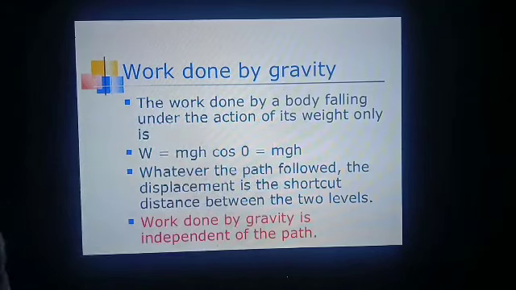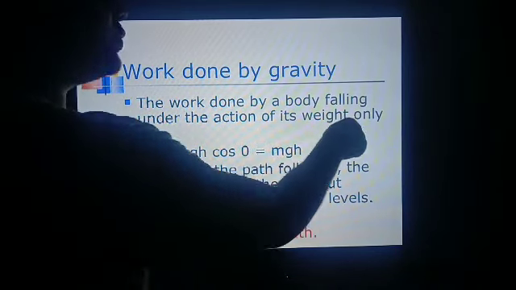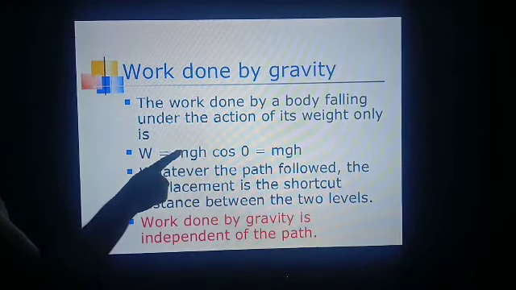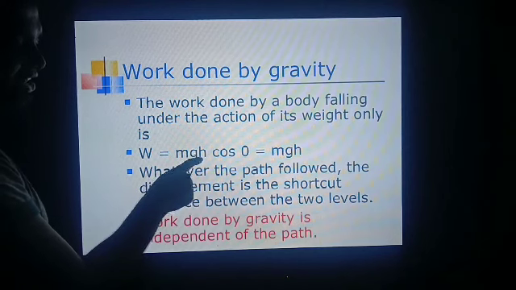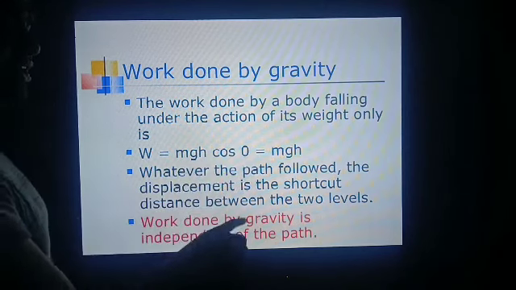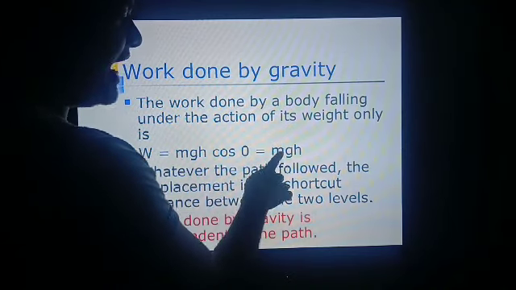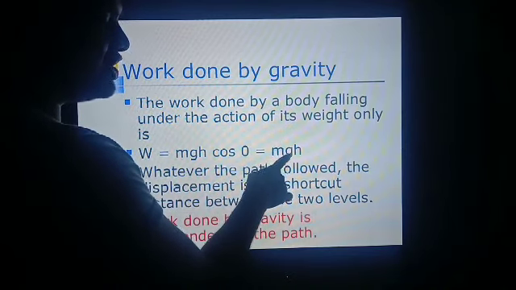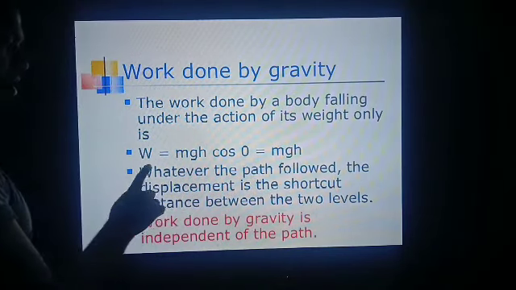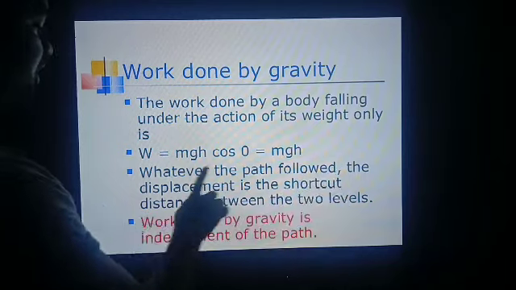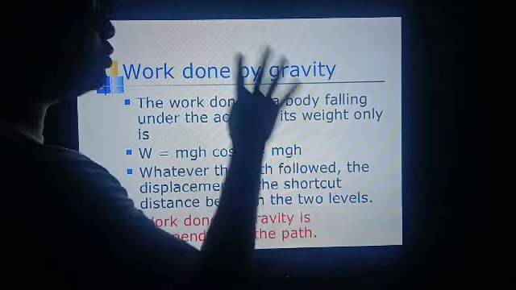The next thing, the work done by gravity. The work done by a body falling under the action of its weight only is W = mgh. M is the mass of the body in kg, g is acceleration due to gravity, and h is the height. Cos 0, leave it. So the general formula of work done by gravity is mgh. Whatever the path followed, the displacement is the shortest distance between the two levels.